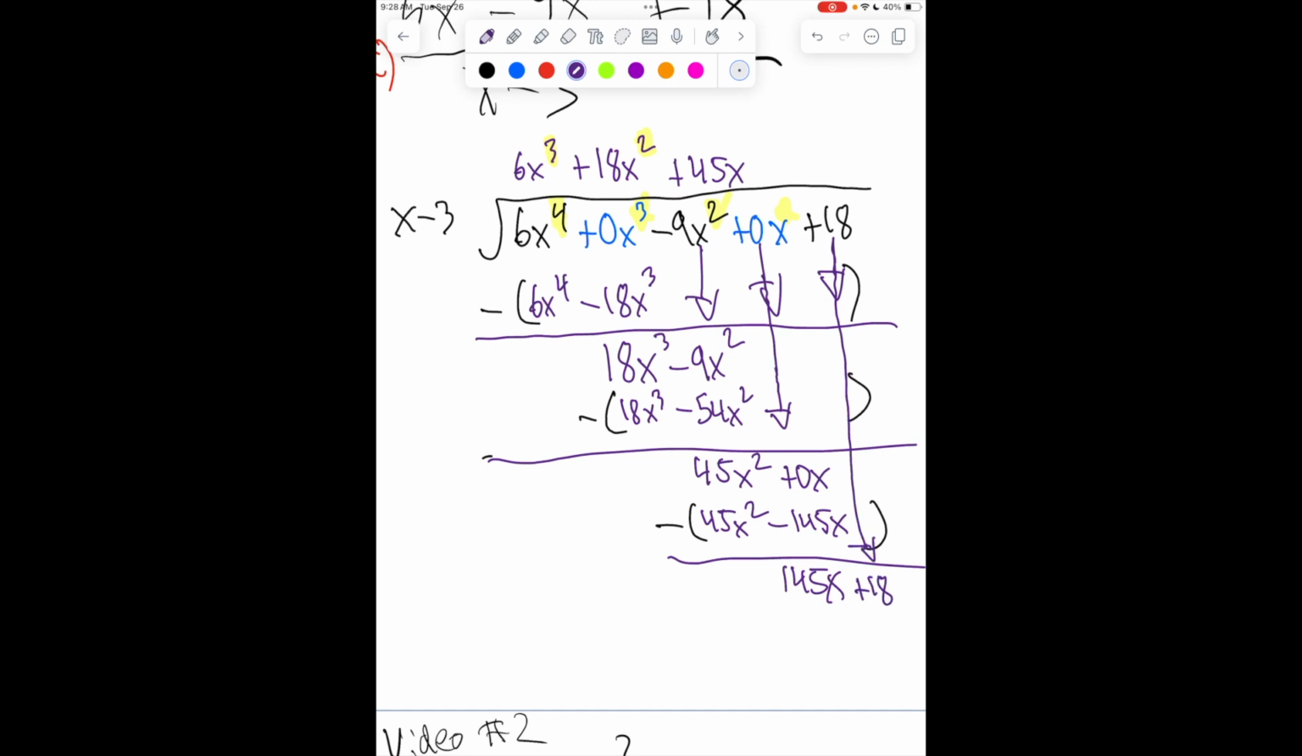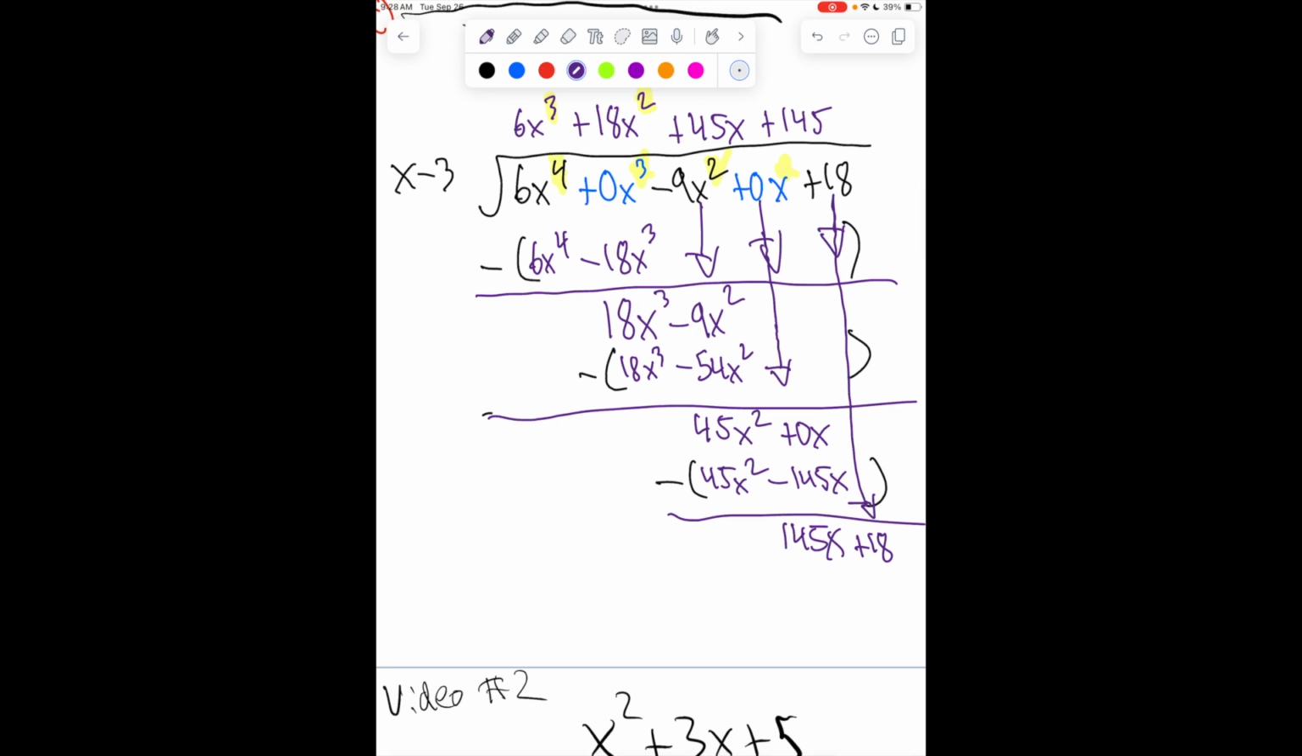Add 18. And now I think, x minus 3 times what gives me 145x? I'm going to say plus 145. And as I go through and I say, subtracting 145x, this times 18 gives me 435. So I'm going to get minus 435. Again, the negatives cancel out, and I'm actually left with 453.